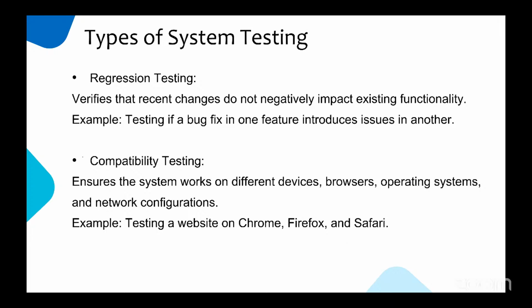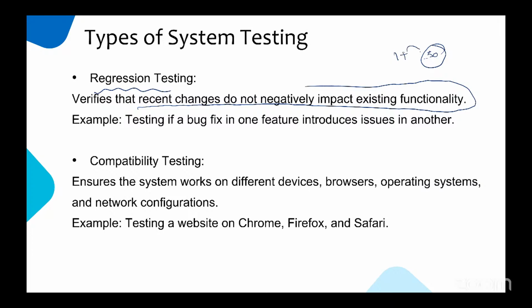And then comes regression testing, which we have already discussed. It verifies that recent changes do not negatively impact the existing functionality. So it means, you already have 50 requirements. Now one requirement is added. Because of adding this one requirement, the rest of the 50 should not be affected. We have to check it. That's what regression is. Of course, it will be done by us only.